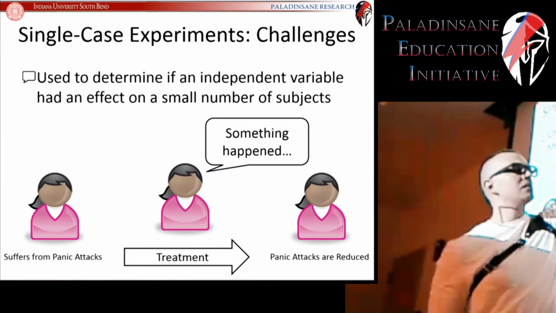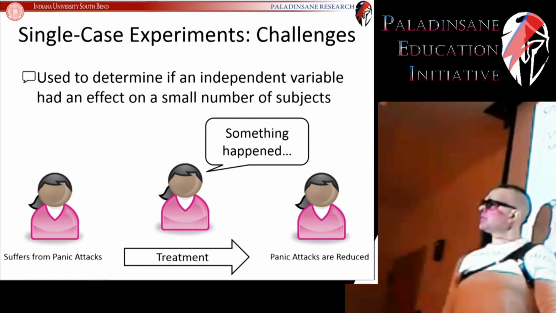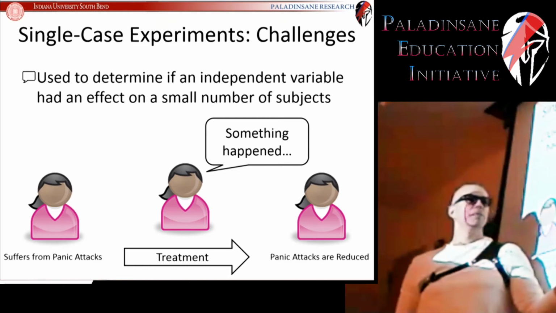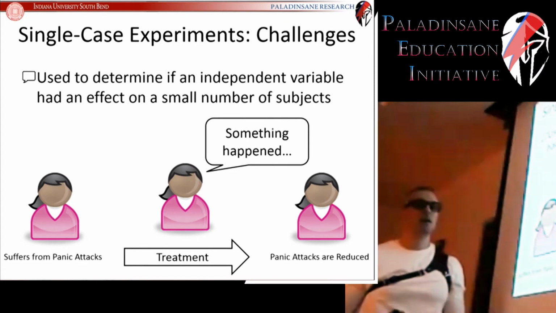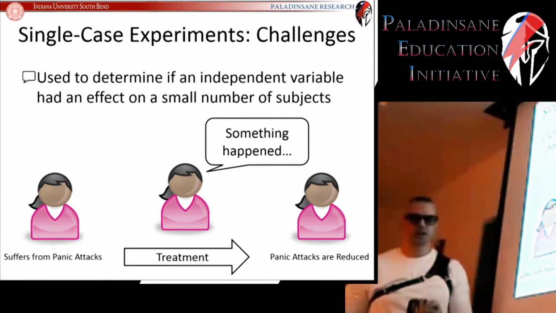And if that something else is causing the panic attacks, then it would be unethical for us to say, oh yeah, keep doing the treatment. Treatment seems to be working. That's false hope. That's actually a lie. So we need techniques to make sure that we can account for that something else happened.